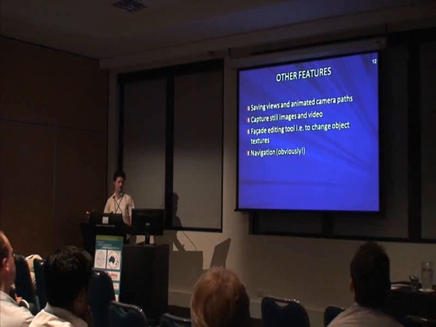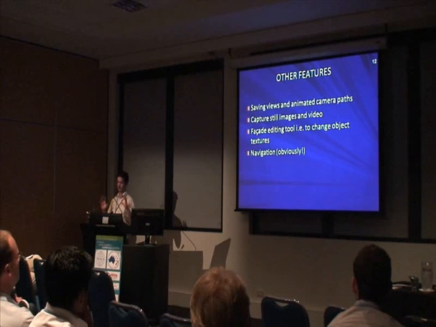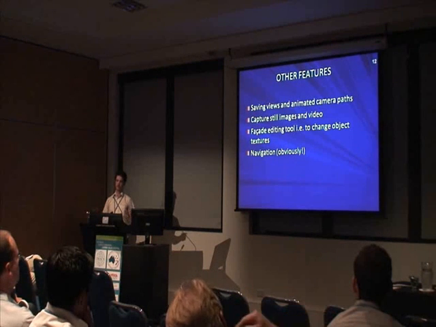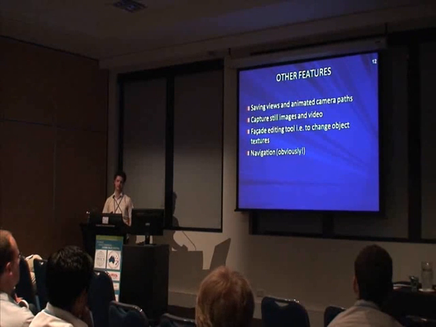There's a few other features. You can save viewpoints in various locations in the model. You can animate a camera path quite simply, so you can basically fly around and choose what we call a keyframe, and then run all of those keyframes together, and we'll interpolate a little path between all of those frames. You can capture still images and videos as well.